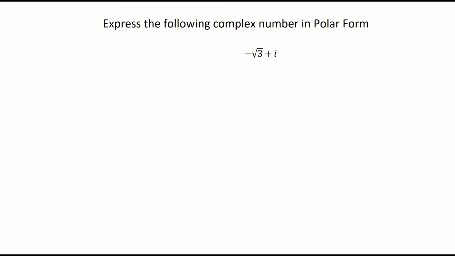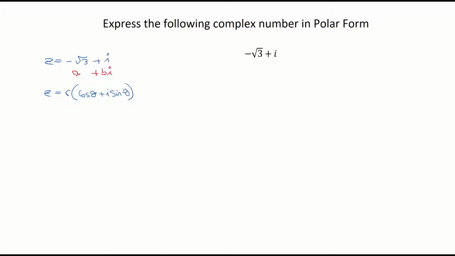So express the following complex number in polar form. My complex number is z equals minus root 3 plus 1i. I'm just going to write down underneath that the real part is a and the imaginary part is b. And I now want to express that in polar form, which is written as z equals r times cos of theta plus i sine of theta.